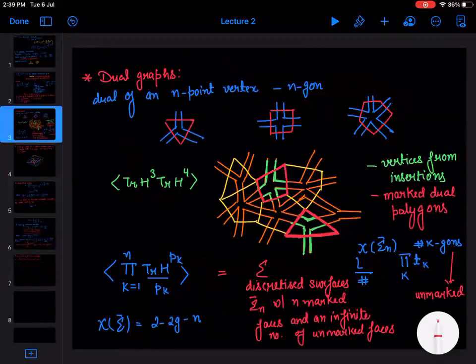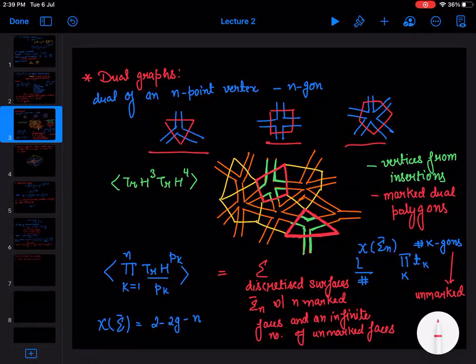Okay. Then we talked about the dual surfaces of these graphs. So if we have an n-point vertex, then the dual of that vertex is given by an n-gon. So say if we have a 3-point vertex, then we have a triangle. If we have a 4-point vertex, then we have a quadrilateral. And if we have a 5-point vertex, we have a pentagon, and so on. So since yesterday there were some confusions with this marking, I've tried to draw it a little better here again.